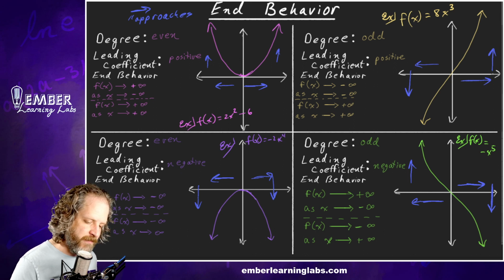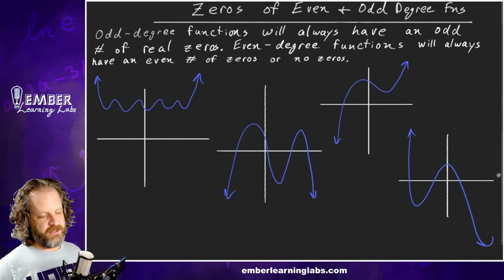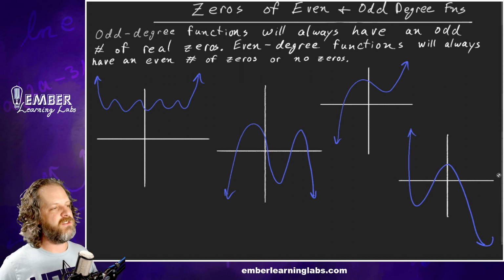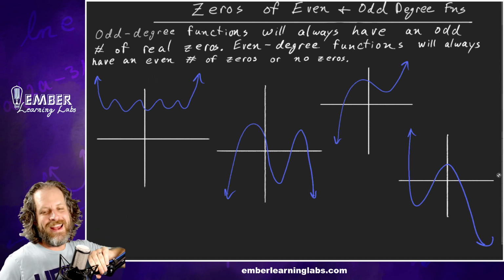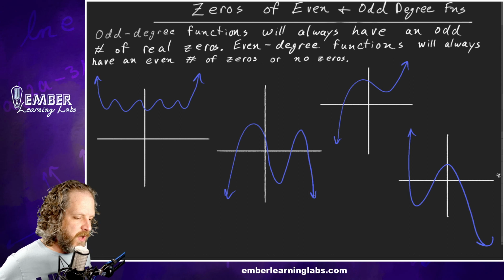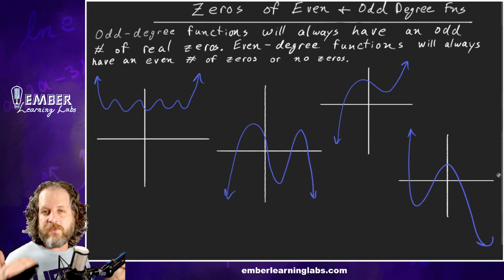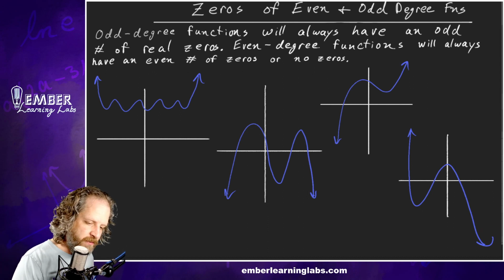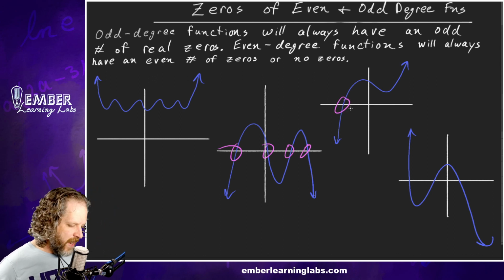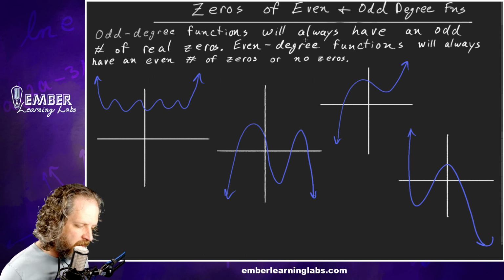We've got one more thing to talk about, and then we're through. So zeros of odd and even functions. This is another thing where there are technically exceptions, but you'll probably get more in a pre-cal or college algebra class. For right now, this is good enough for us. Odd degree functions will always have an odd number of real zeros. Now, what were zeros? Zeros are where the function crosses the x-axis. So we're talking about this one and this one and that one and that one, etc. Wherever the graph crosses the x-axis, those are zeros. So an odd degree function will always have an odd number of real zeros.